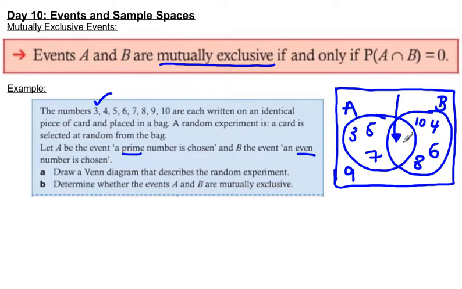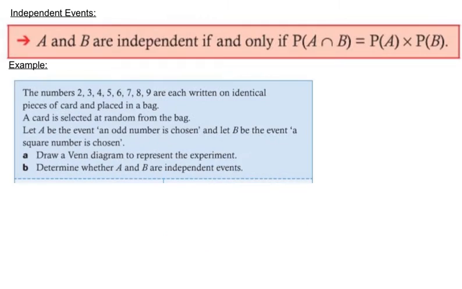2 would generally be in the middle, that's the only even prime number, but 2 is not on the list. So, determine whether mutually exclusive. Well, they are, because the probability of A intersection B is 0. There is nothing there.